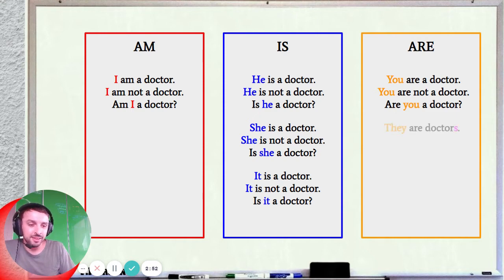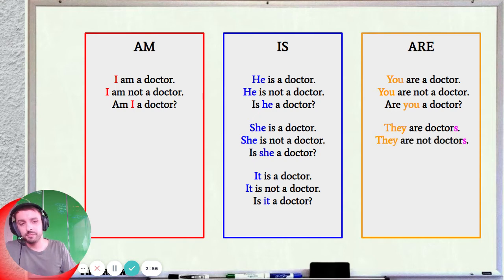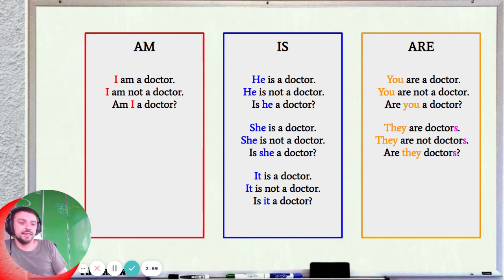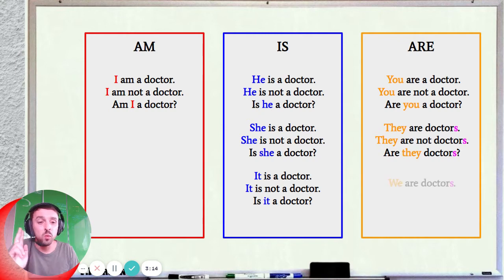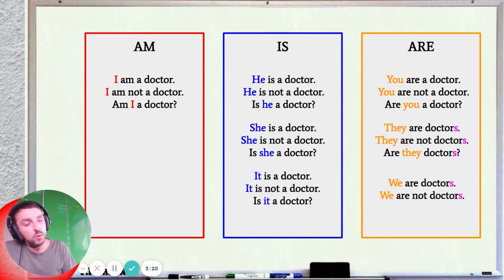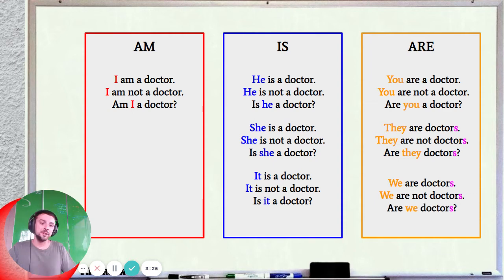Now the next one is a bit different. They are not, are they? And remember, they is more than one, so you need to add an S. Okay, and because it's more than one, no A. We don't need an A. Okay, now there's one more, and it is we are. So that's we are, then the no, we are not, and then the question, are we?